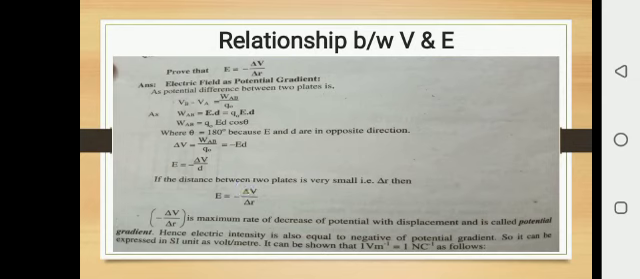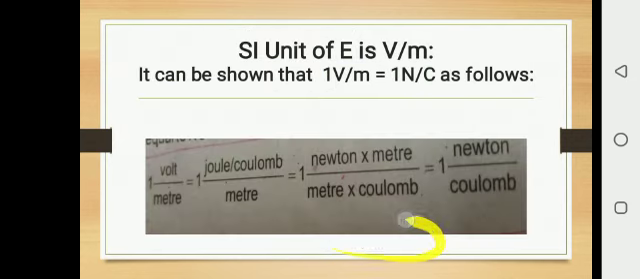So it can be expressed in SI unit as volt per meter. Potential difference is measured in volt, while this R is distance measured in meter. So its SI unit is volt per meter. It can be shown that 1 volt per meter is also equal to Newton per coulomb. This is also a very, very important short question: prove that volt per meter is equal to Newton per coulomb. So this is its proof.